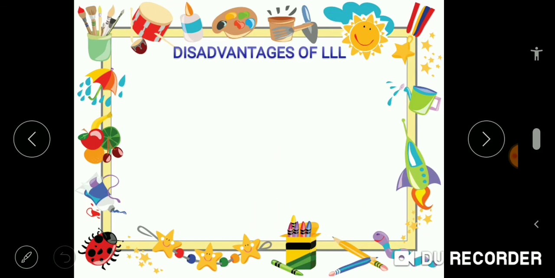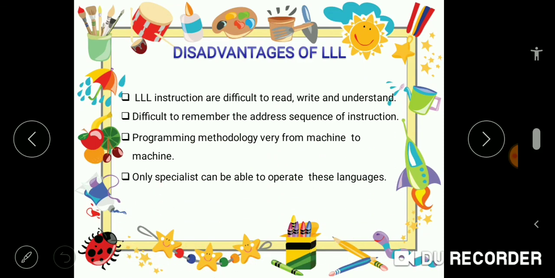Disadvantages of low-level language. Low-level language instructions are difficult to read, write and understand. It is difficult to remember the address sequence of instructions. Programming methodology varies from machine to machine.